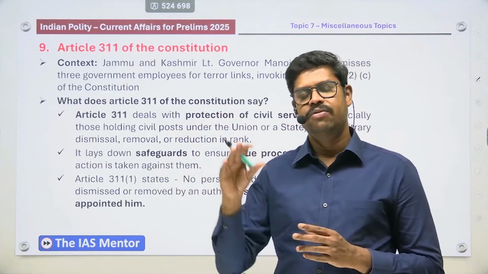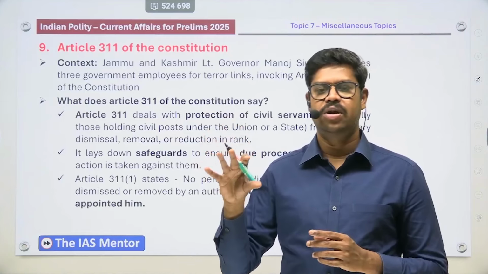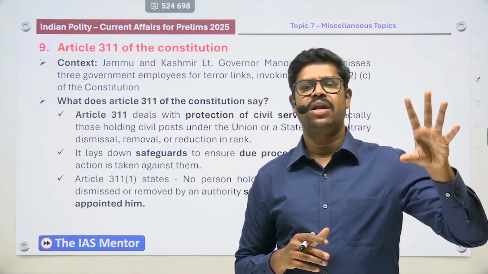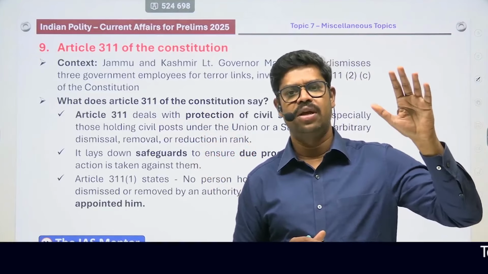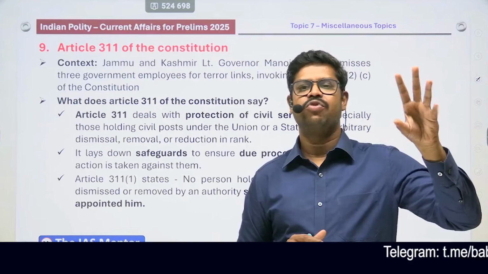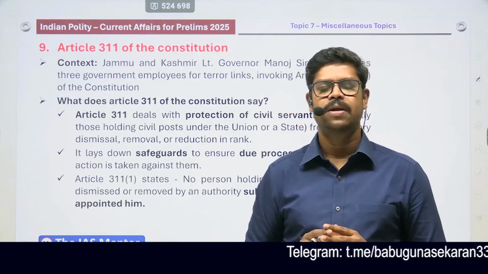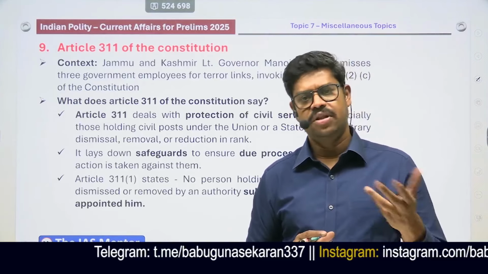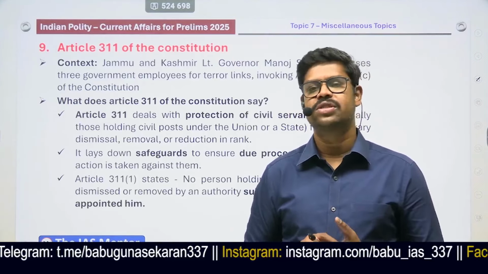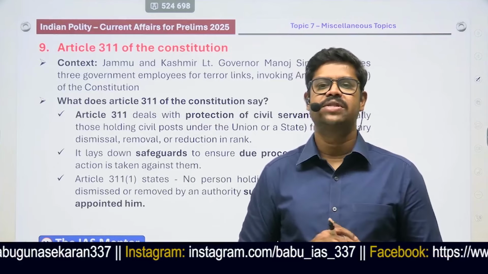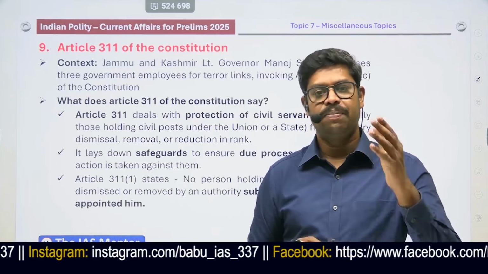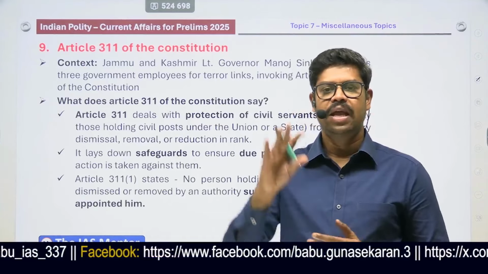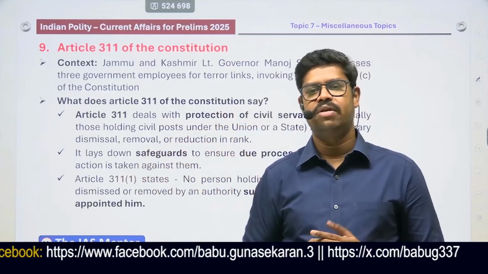That means, first of all, you should understand who the appointing authority is for government employees. By virtue of Article 309 of the Constitution, the appointing authority is the President in case of the Union, and in case of a state, it is the Governor. And Article 310 says that they hold office during the pleasure of the President and the Governor respectively. But pleasure doesn't mean that the President and the Governor can remove them at any point of time. It has to be read along with Article 311.